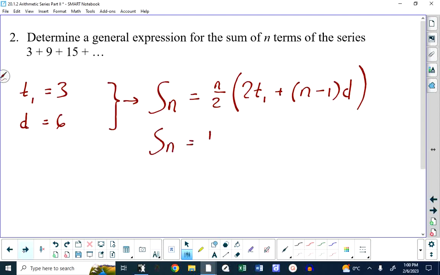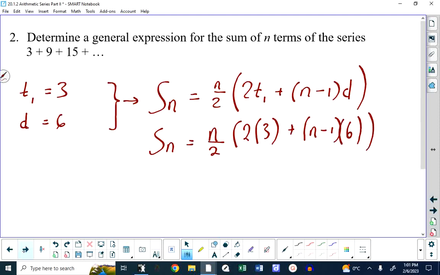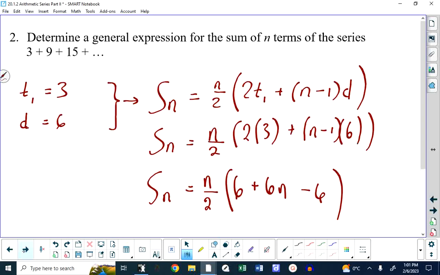Sn equals n over 2 times 2 times t1, which is 3, plus (n minus 1) times 6. Again, simplify things first. 2 times 3 is 6. 6 times n is 6n. 6 times negative 1 is negative 6. Oh, fortune is smiling on us in this example because I have in brackets 6 minus 6, which I don't even need to worry about because it's 0.